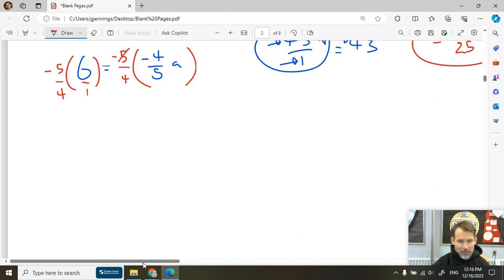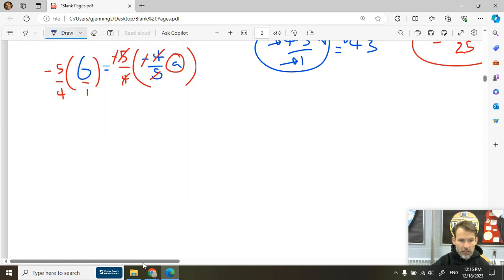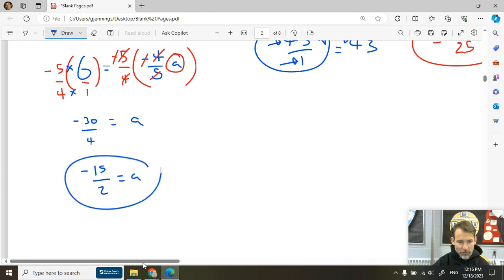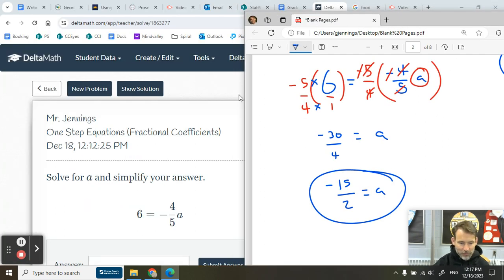Okay. Cancels, cancels, cancels, cancels. Negative times a negative is positive. So I have isolated A in one step. Amazing. And then I have A on that side. Negative 5 times 6 on top. So it's top times top over bottom times bottom. Negative 30 over 4. But then that simplifies to negative 15 over 2 is equal to A. We are done. That question.